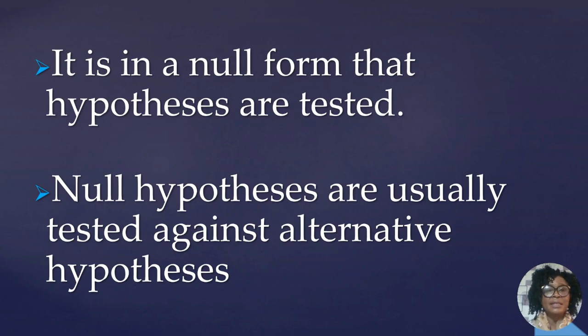It is in a null form that hypotheses are tested. I have said this before, and I will continue to say it. It is very important that if you want to test a hypothesis, make sure it is not stated in a research form; it is stated in a null form. Null hypotheses are usually tested against alternative hypotheses. We will come to the end of this lecture. In our next lecture, we are going to look at alternative hypotheses. Thank you.